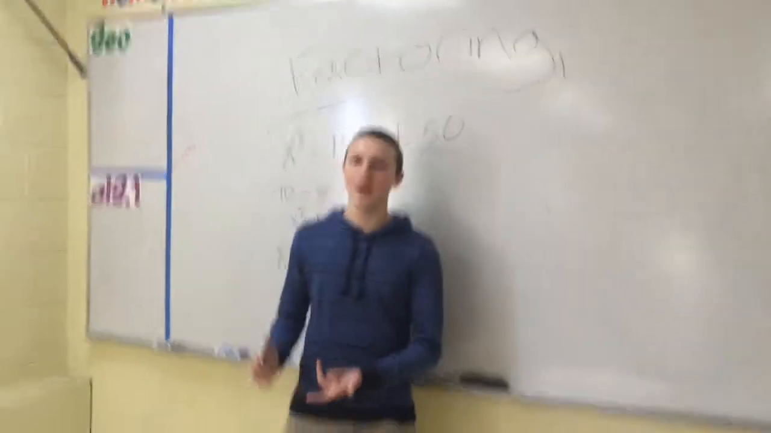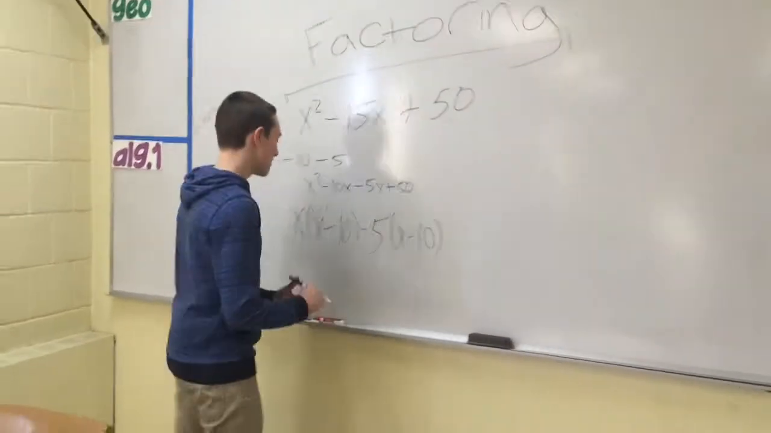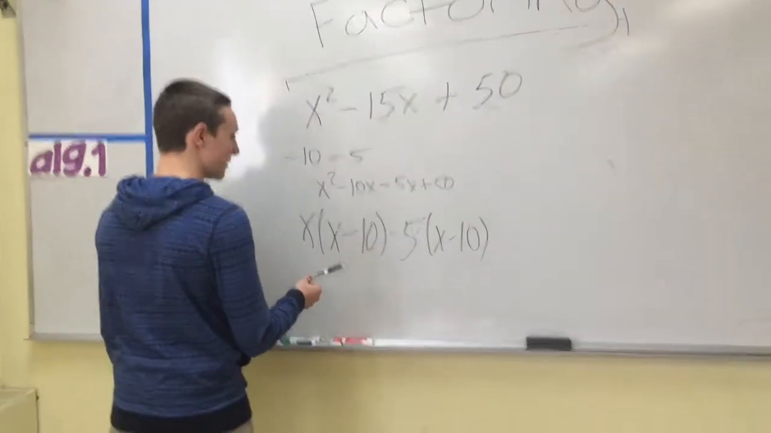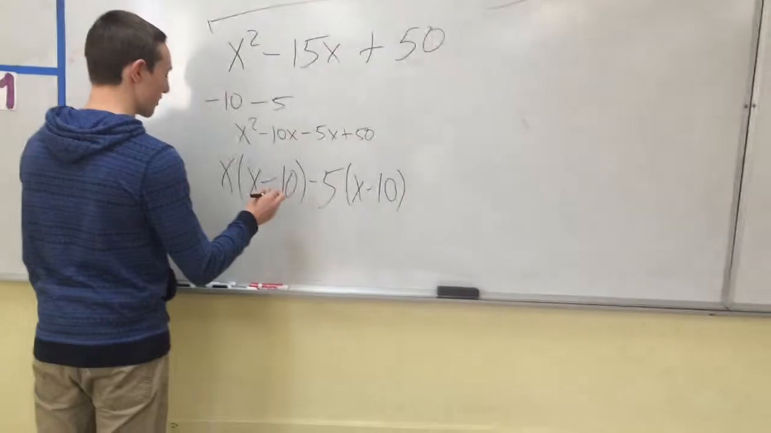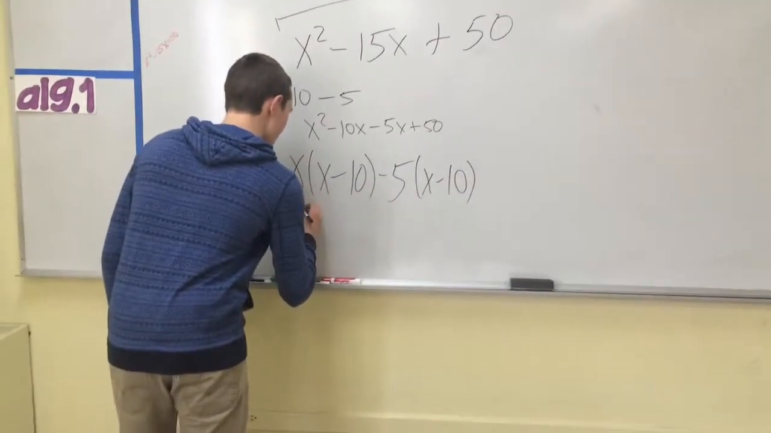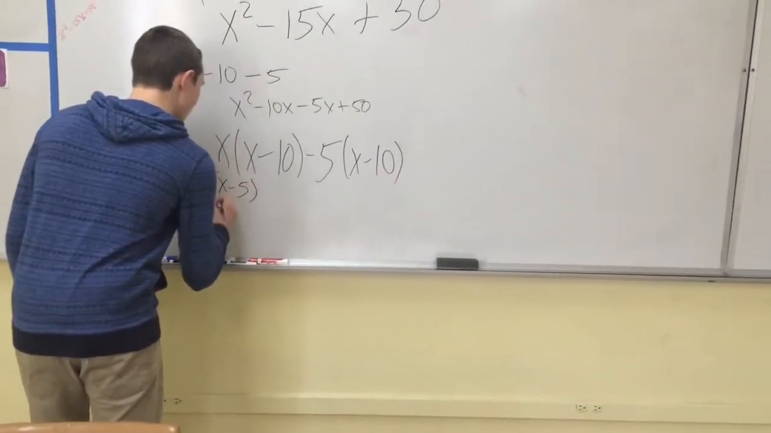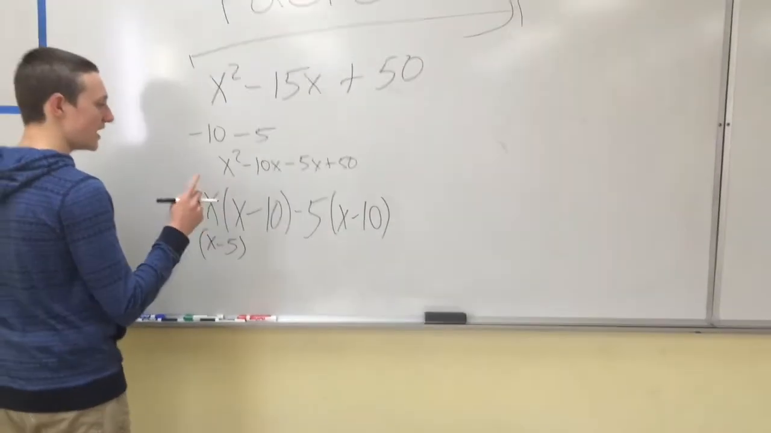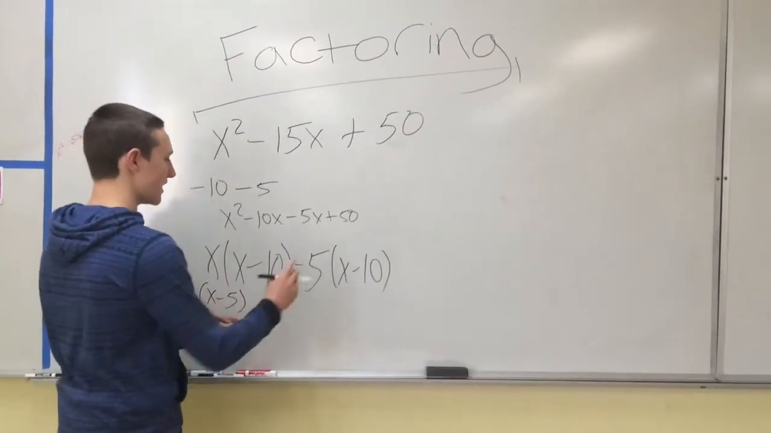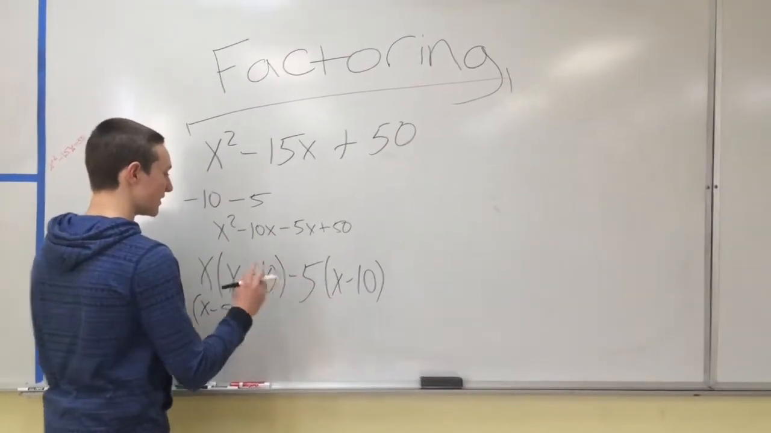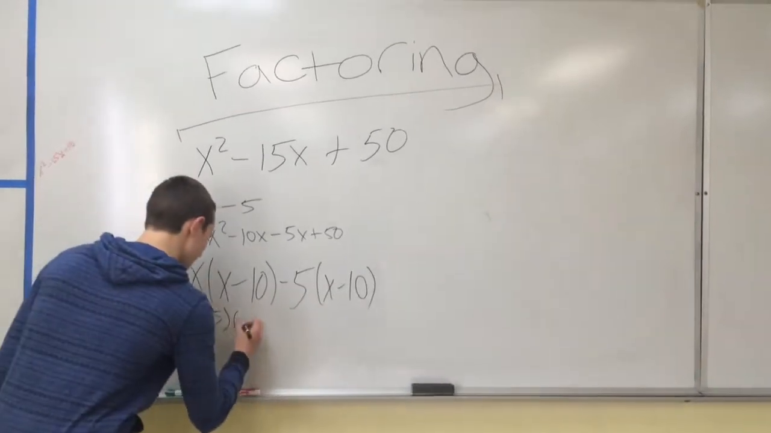Great job. Now, our final step. What we have to do for our final step is take the numbers outside of parentheses, which is x minus 5, and multiply that by the numbers inside the parentheses, which are the same in both halves. So, it stays as x minus 10.